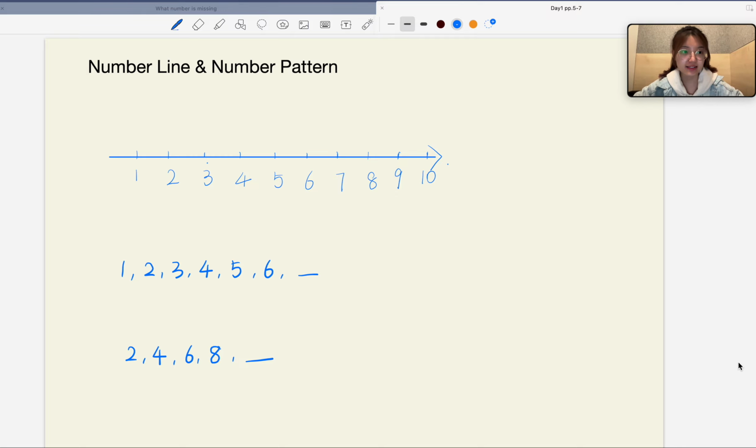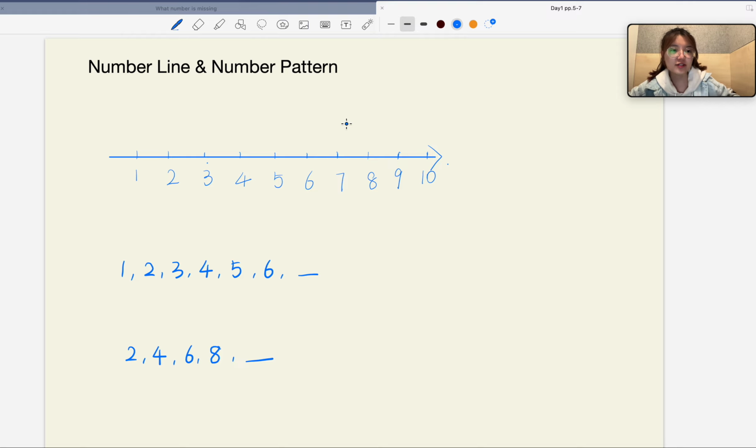At first, let's take a look at number line and number pattern. I think you're really familiar with number line, right? So here we have a number line from 1 to 10. So let's review how to count in ones, okay? Which is 1, 2, 3, 4, 5, 6, 7, 8, 9, and 10.